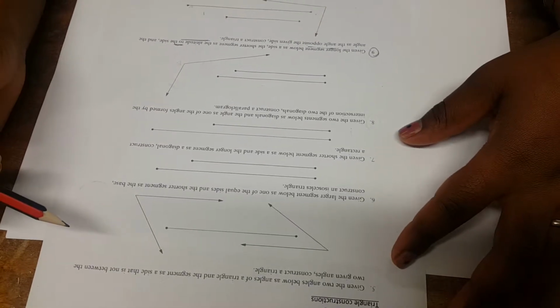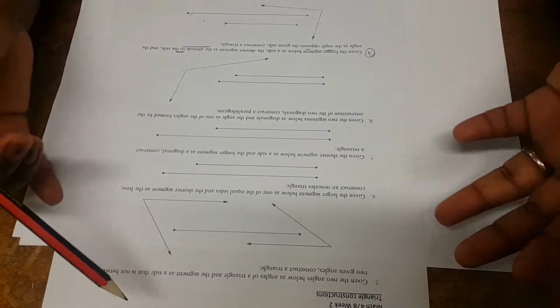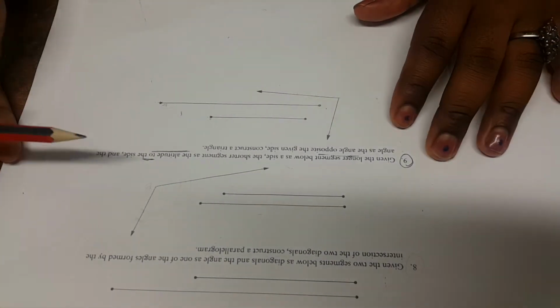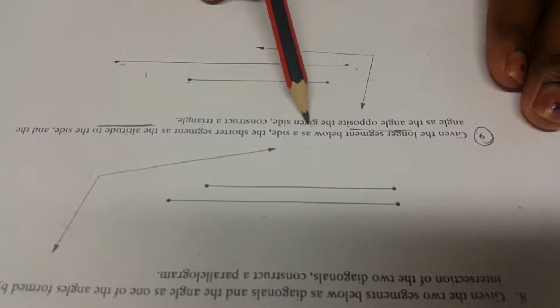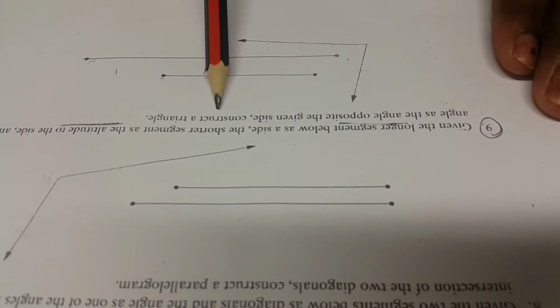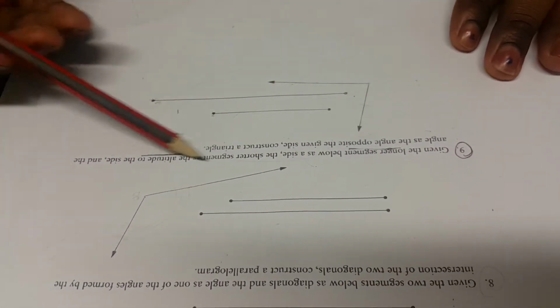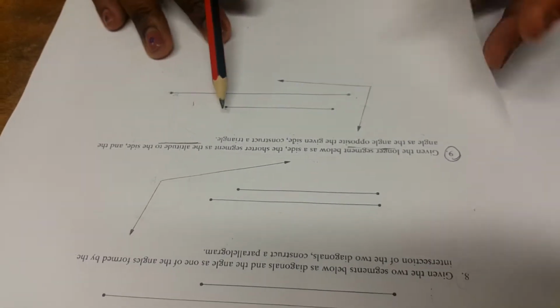Everyone. What we're going to do today, we're going to be doing triangle constructions, but we're going to focus on question number 9. So our question says, given the longer segment below as a side, the shorter segment as the altitude to the side, and the angle as the angle opposite the given side, construct a triangle. So we're going to be using this information to construct a triangle.